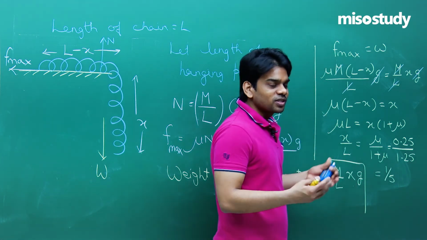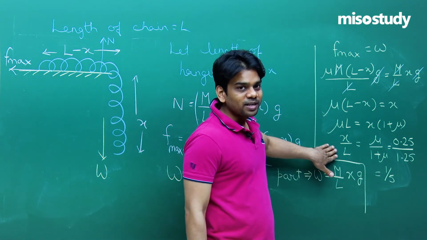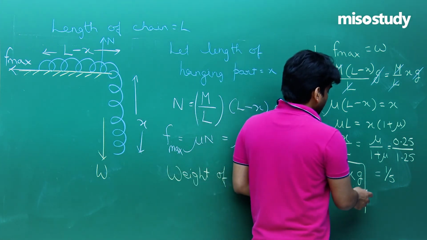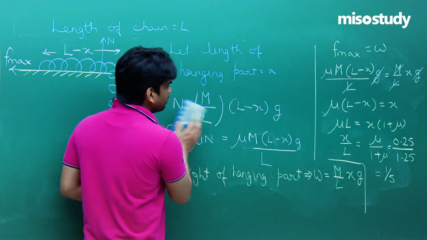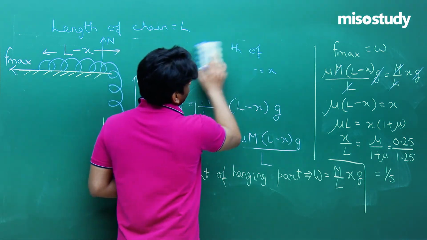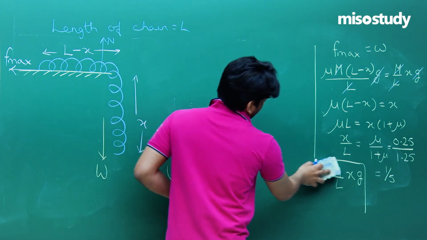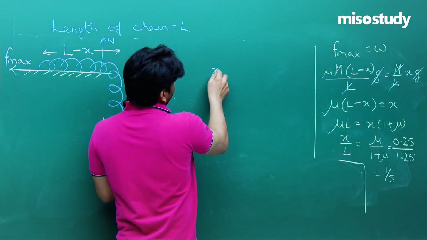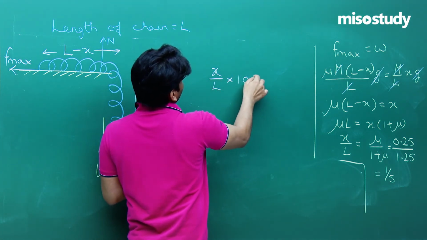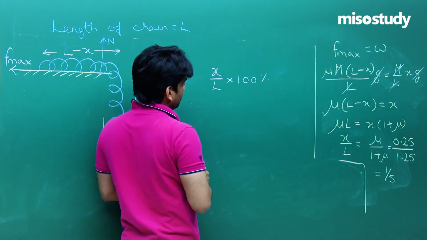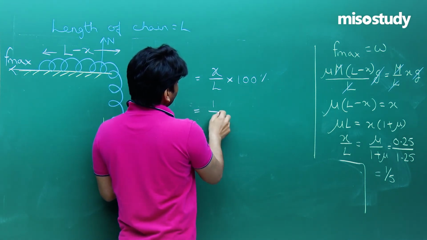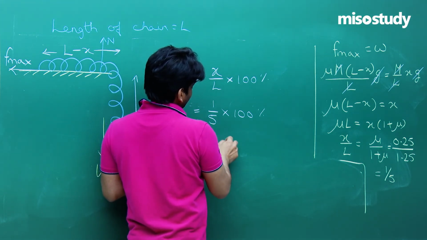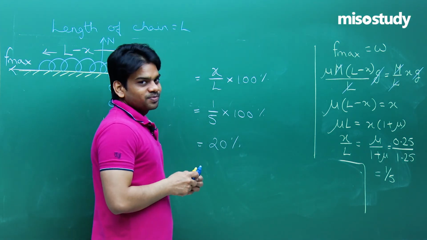So we have to find out the maximum length in comparison to total length, in percentage form. X by L is 1 by 5. So in percentage form, we will be having x by L multiplied with 100%. We will be getting the required result, that is equal to 1 by 5 into 100%. So only 20% part of it can be made to hang.